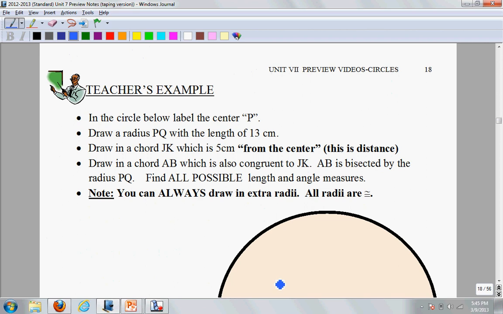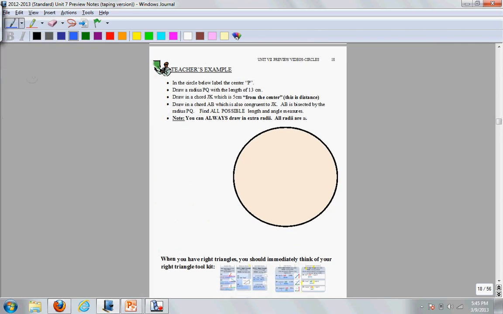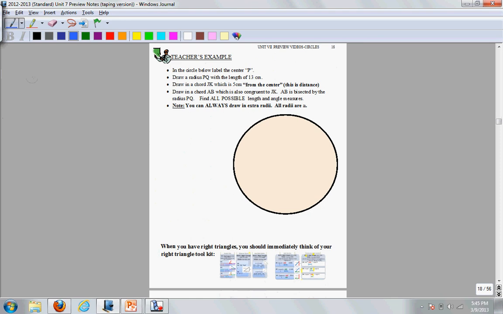Let's see how we can apply this. We're going to take these bullets one step at a time. Step number one, it says, in the circle below, label the center P. Now I'm going to do this in different colors. So let's start with something simple. There's the center. We're going to label it P.